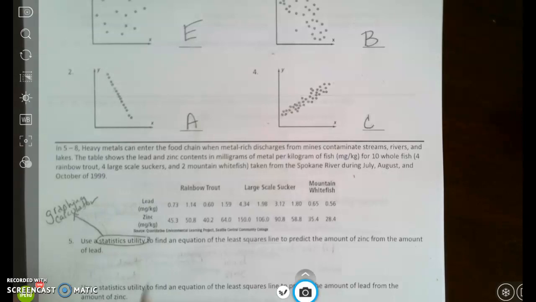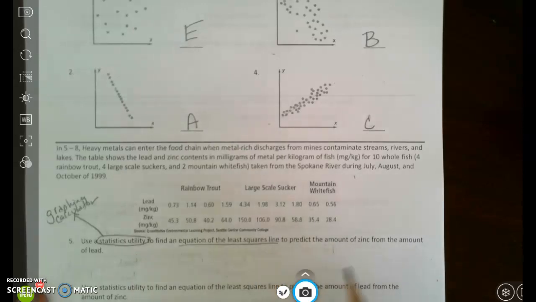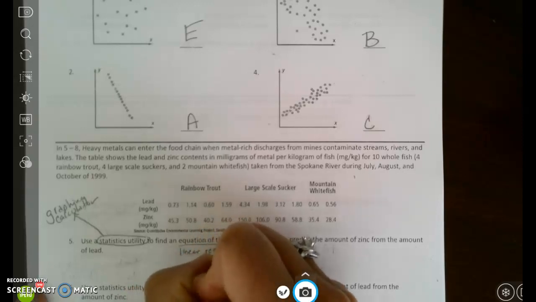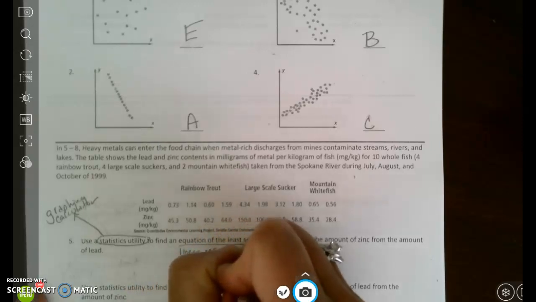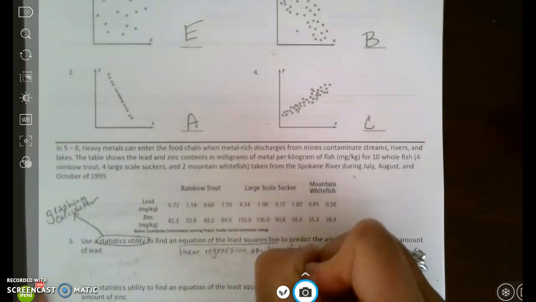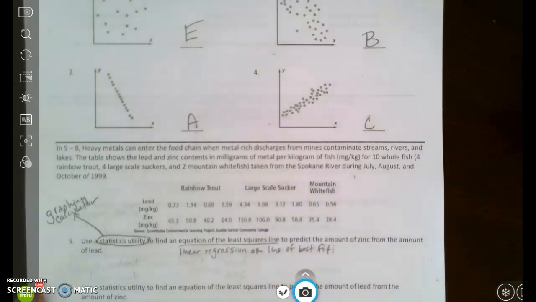All right, next. To find an equation of the least squares line. That is, again, a fancy term for either linear regression or what you might have first learned as line of best fit. To predict the amount of zinc from the amount of lead.